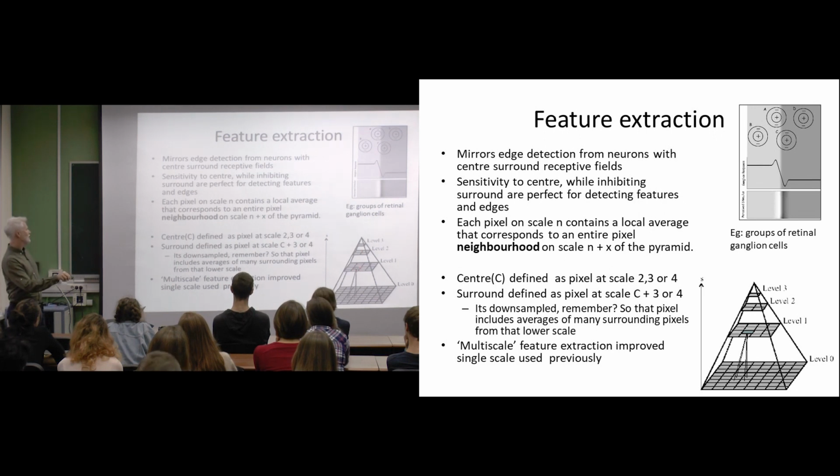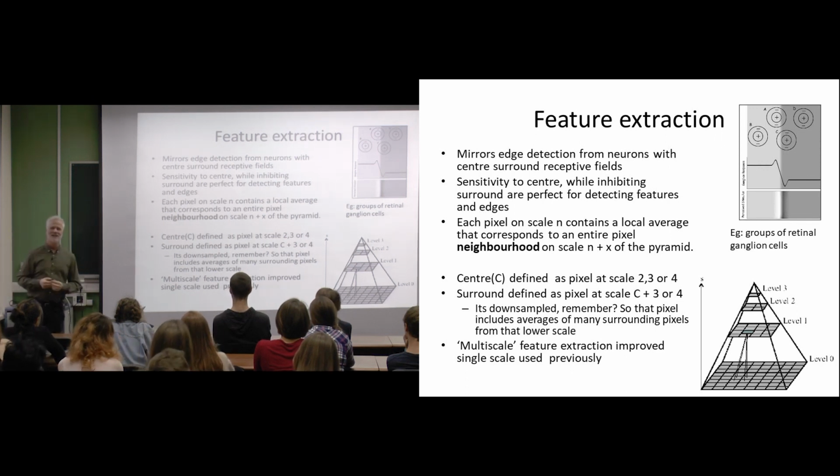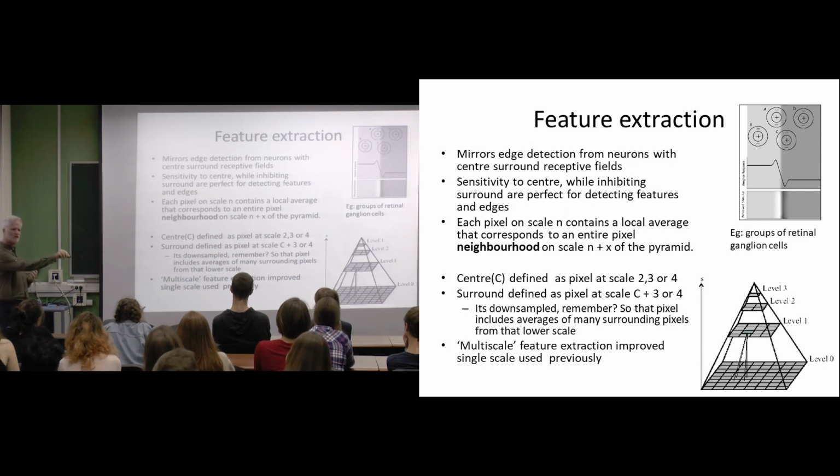Up here, at a higher level, what do you think? With this blurred average, is that a center or a surround part of a neuron? Any guesses? Who thinks center? Who thinks surround? It's actually surround. And the first time I taught through this algorithm, I got it backwards as well. It sort of makes sense that the smaller pixel would be the center, but it's actually the reverse.